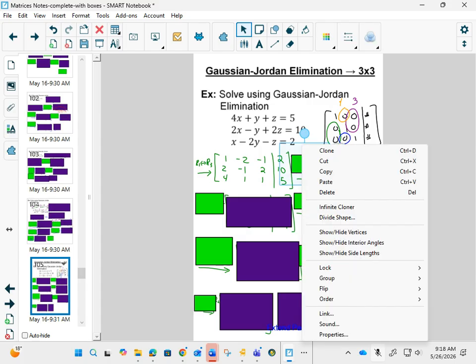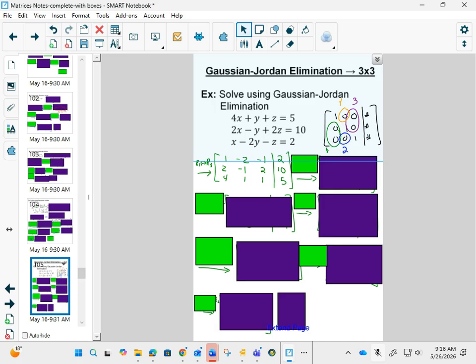First, I'm going to just think about row 2. Can you see that if you took row 2 and subtracted 2 row 1s, you would get a 0? 2 minus 2 would give you 0. And then row 3, if I took row 3 and minus 4 row 1s, it would also give me a 0.